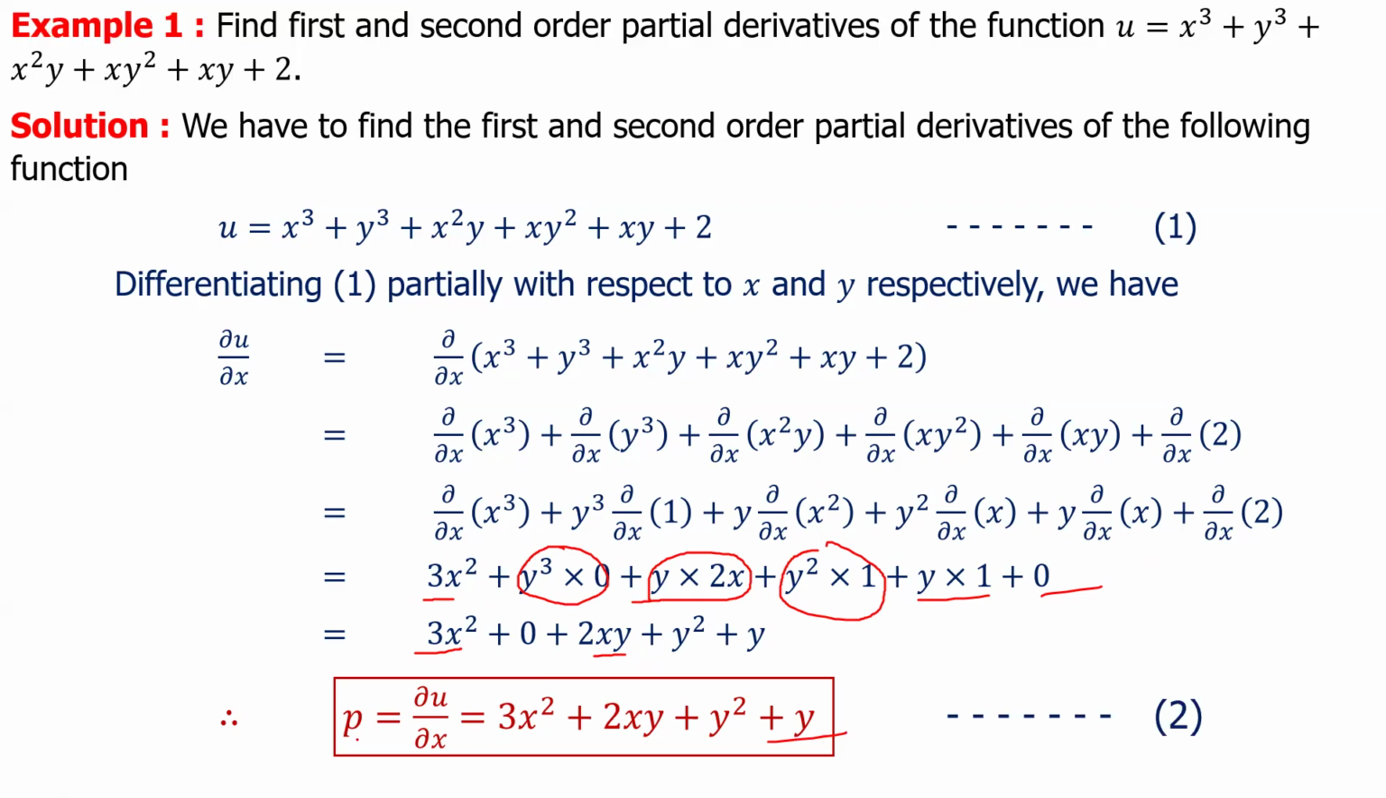This is represented by p, and its value is 3x square plus 2xy plus y square plus y. This is the partial derivative of u with respect to x.